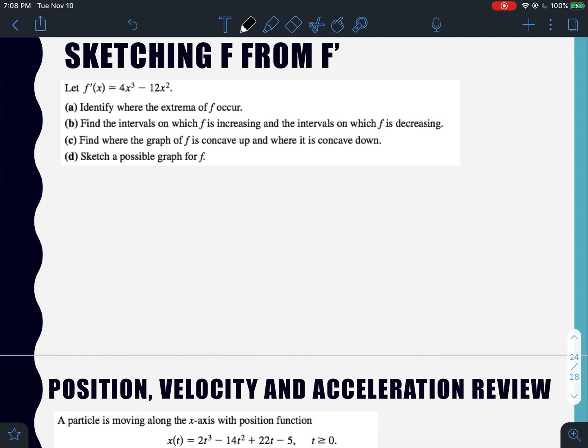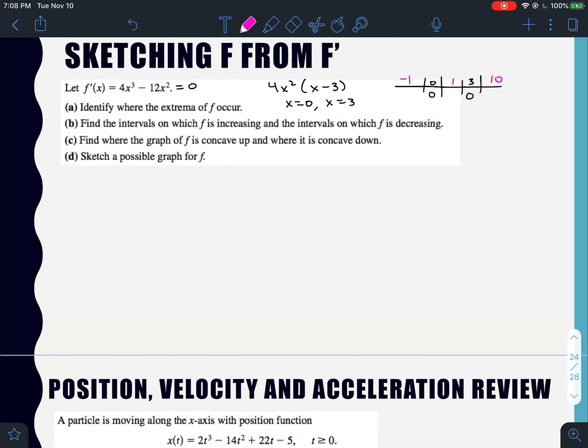All right, we are going to sketch f from f prime. So let f prime of x be 4x to the third minus 12x squared. Identify where extrema occur. Well, extrema occur when the derivative is equal to 0. So we're going to factor out a 4x squared, and then we would have x minus 3. So I have extrema, I have critical numbers at 0 and 3.